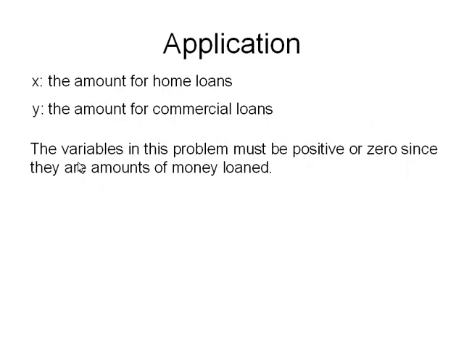We know that the variables in this problem must be positive or zero since we're talking about amounts of money loaned. So right away that gives me two inequalities: X is greater than or equal to 0 and Y is greater than or equal to 0. When we graph this, that's basically going to mean we're working in the first quadrant. These are typically called non-negativity constraints because they're saying that the variables are not going to be negative.